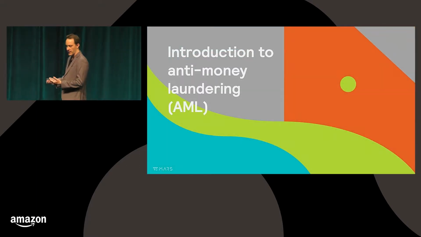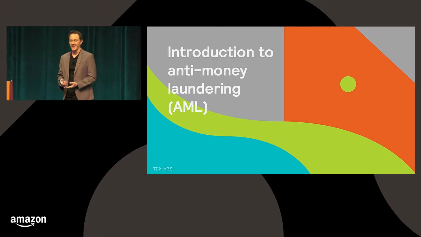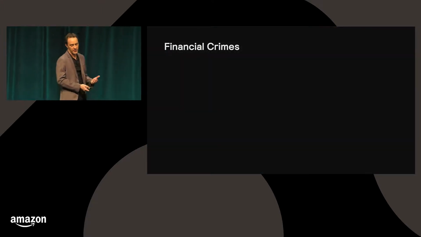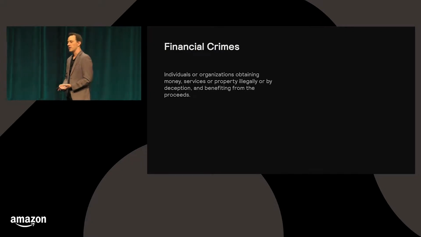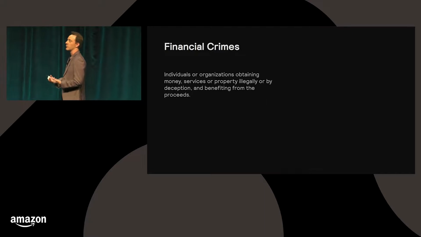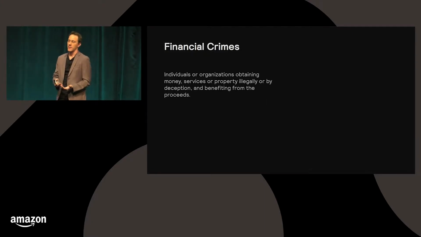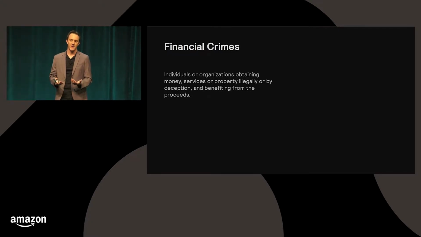So let's start with a baseline introduction to make sure all the terminology along the presentation is clear. This is not a deep understanding of financial crime, but I'll be mentioning some things along the presentation. So what are financial crimes? It could be an individual, or it could be an organization that's going to obtain money and benefit from the proceeds of that illegally or by deception made money.